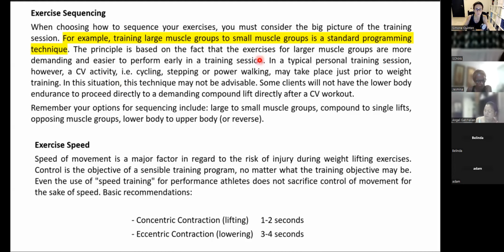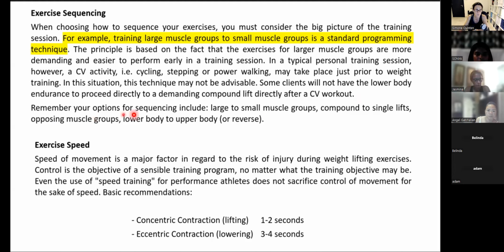Okay, so some clients will not have the lower body endurance to proceed. Yeah, that's exactly what I just said. Some people, if you let them walk on a treadmill too long, will not be able to perform as well as if they would do it afterwards.